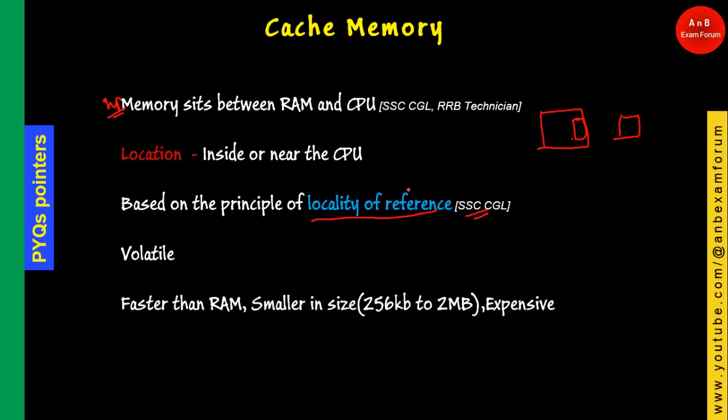And the next one, it is faster since it is closer to the CPU, and it will be smaller in size. It is not like a secondary storage device or the RAM. It is generally smaller in size, of having size 256 KB to 2 MB. Since it is very small in size, it is expensive.